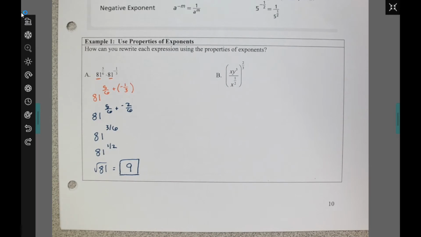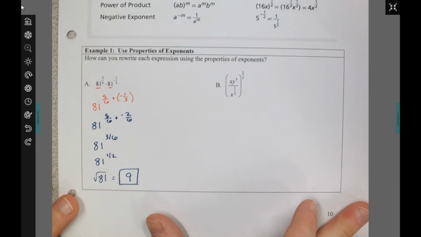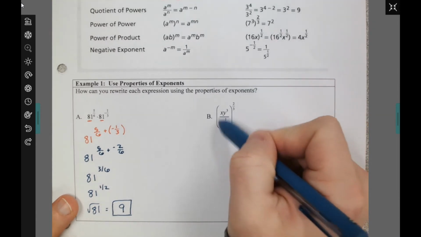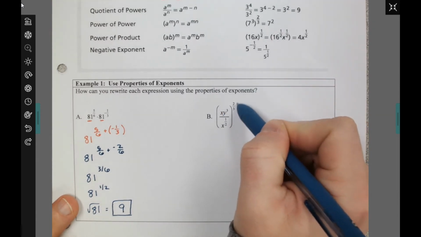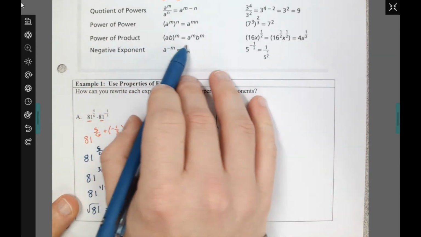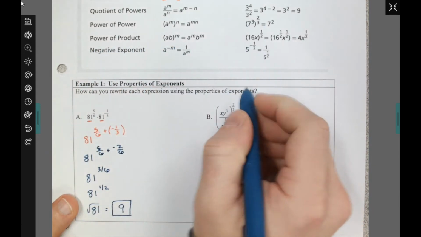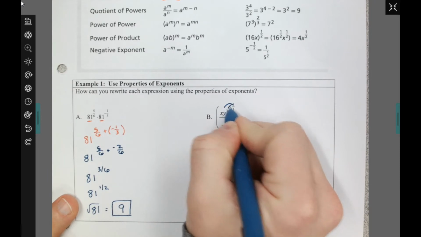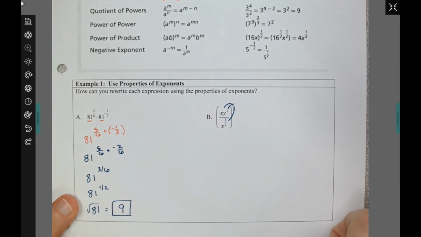It's an easier one. B, we got something a little more complicated. When we look at B, we have multiple things going on here. We have a bunch going on inside parentheses, and this is all raised to an exponent. So this is really a power of a product. When you have the parentheses, that exponent gets multiplied to everything.